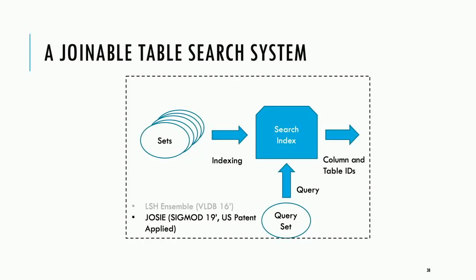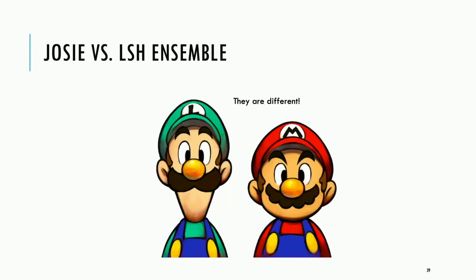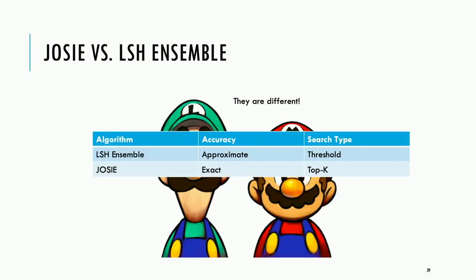So that was our LSH Ensemble. Next, I'm going to move on to Josie, which is a paper that's published this year in SIGMOD. Some people may ask me, okay, so for the same problem, why do you have two different algorithms? To be clear, there are different algorithms and different problems. LSH Ensemble is an approximate index for threshold-based search. But Josie is an exact algorithm, but for top K.